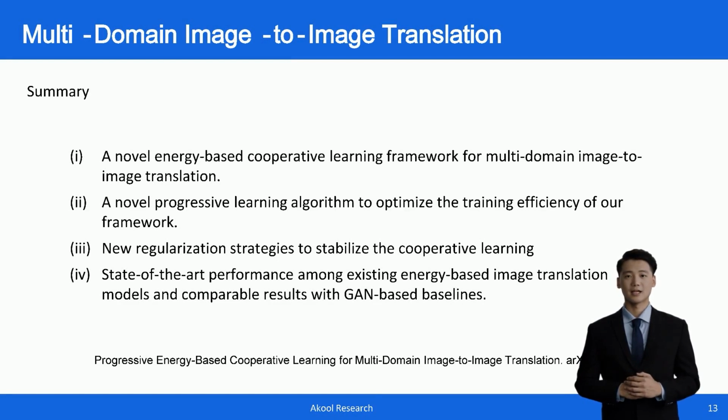This paper proposes a novel energy-based cooperative learning framework for multi-domain image-to-image translation. We build a single multi-head energy-based model to represent probability distributions of multiple domains, and train it with a translator, a style encoder, and a style generator in a cooperative manner. The paper presents a novel progressive learning algorithm to optimize the training efficiency of our framework. This paper proposes regularization strategies to stabilize the cooperative learning, which include an energy-based regularization loss for the translator and an L2 regularization loss for limiting the magnitude of the energy values of the descriptor.